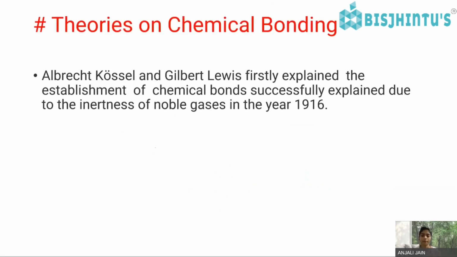Now, various theories for chemical bond. First, Albert Kossel and Gilbert Lewis explained that chemical bonds form due to the inertness of noble gases. Noble gases, we know, have electronic configurations like neon, krypton, argon, helium. If I take the example of neon, its outermost shell has a total of 8 valence electrons, which fulfills the octet rule, and thus it is very stable. So Kossel and Lewis successfully explained the establishment of chemical bonds in 1916 due to the inertness of noble gases.